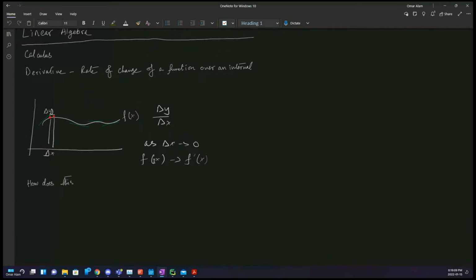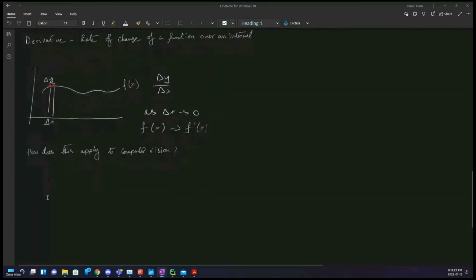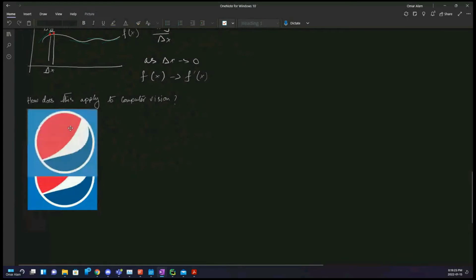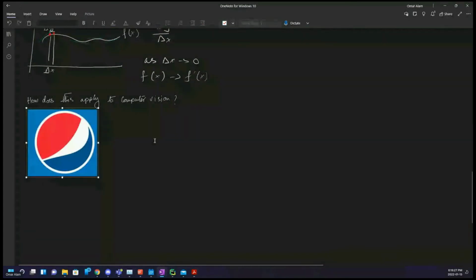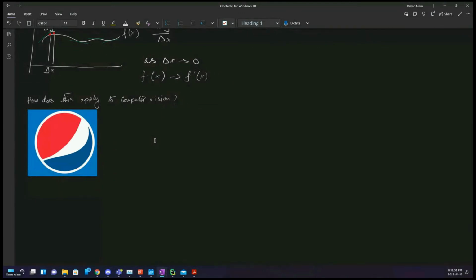How does this apply to computer vision? How could we use this? So let's just say, for example, I gave you this nice Pepsi logo. This is what it looks like now. And I told you to write an algorithm that figures out what the edges in this image are.